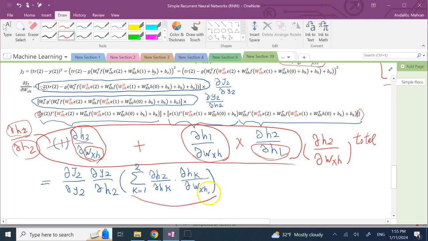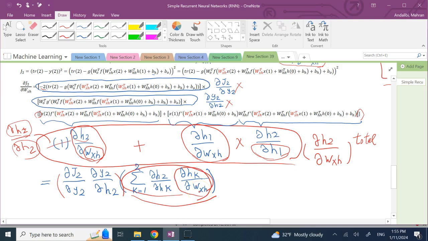So I can write it like a summation like that. K goes from 1 to 2, partial of h2 with respect to hk times partial of hk with respect to wxh, and this whole thing is multiplied by those two previous partials, j2 with respect to y2, y2 with respect to h2. You see? So in the past, we only had this. Now, instead of that simple thing, we have a summation.